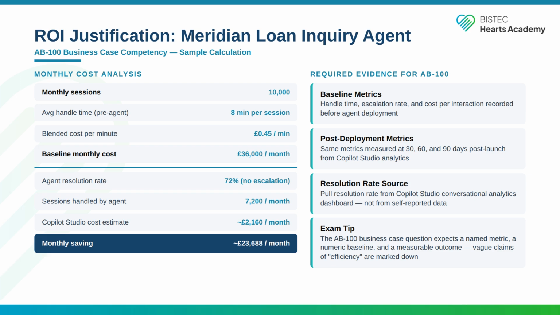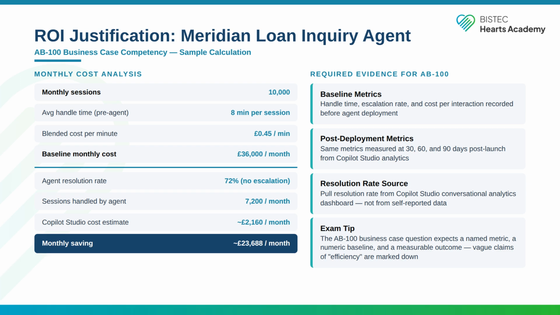The baseline is established from pre-deployment contact center data. The Loan Inquiry Agent handles 10,000 sessions per month. Before deployment, each session was handled by a human agent at an average of 8 minutes per interaction, at a blended cost of £0.45 per minute. That produces a baseline monthly cost of £36,000.